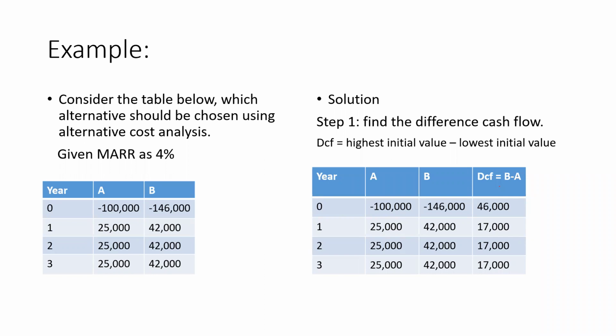Yes, sir. So let's say, for instance, I have A to be 100,000, B to be 140,000, C to be 150,000, D to be 692,000. Then I'm asked to find the difference cash flow. There's no way I can find the absolute difference cash flow because I have more than 2 outcomes. And according to that, it is the highest initial value minus the lowest initial value.